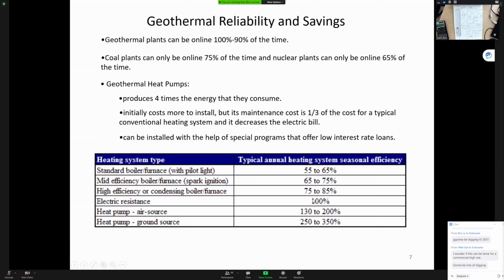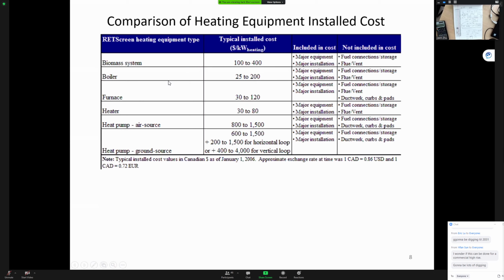The initial installation cost for the geothermal heat pump is pretty high. So they said per kilowatt of heating, how many dollars you're going to put in. If you have a boiler, you're probably just going to put in $25 to $200 per kilowatt of heating. A furnace is pretty cheap, or an electrical heater, between 30 and 80. But for geothermal, especially vertical drilling, it's going to cost a lot because you can't do those yourself. You have to hire a special company.